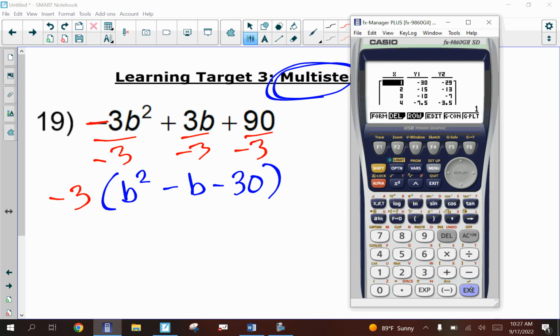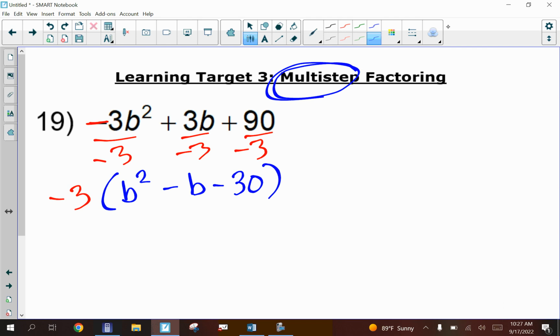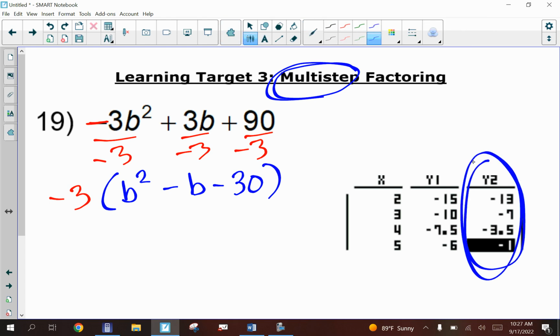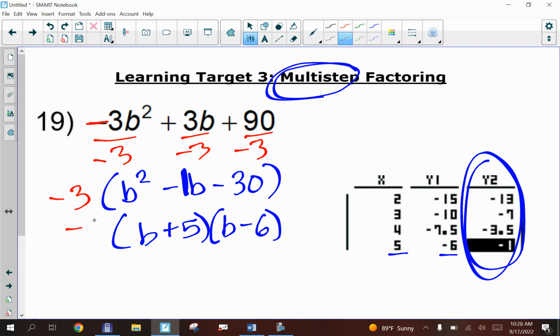So in my table, this is what I've got, but I think I set this up so I have it over here. So you scroll down, remember that we're always going to be searching this third column here. So that third column, we're looking for the middle number, and that middle number is a negative 1. So we have the sign, so that's good. So we're going to go ahead and use these in the parentheses. So we'll put b plus 5 in one parentheses, and then b minus 6 in the other parentheses. And then this guy's got to follow us till the end, and that's our final answer.